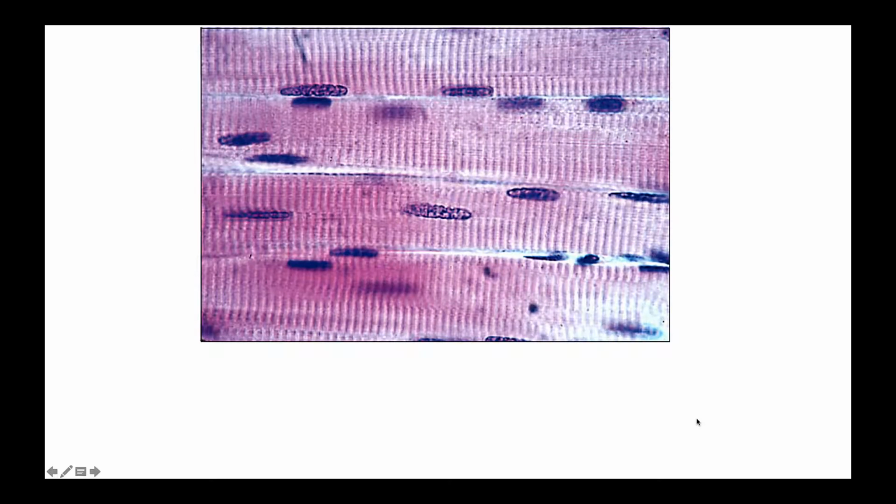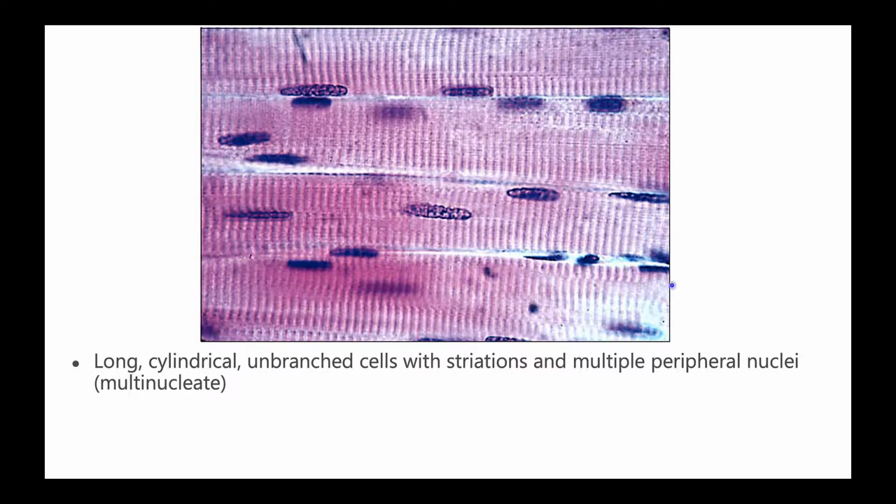So here's some histology of what our skeletal muscle tissue looks like. We have these long cylindrical unbranched cells, and they have striations, and these striations are these lines that run perpendicular to the direction of our muscle cell. These cells have multiple nuclei, and those nuclei get pushed towards the sides and out towards the plasma membrane like we saw with adipose tissue. This makes more room for proteins in the middle of those cells.